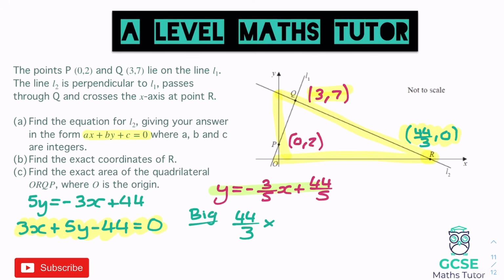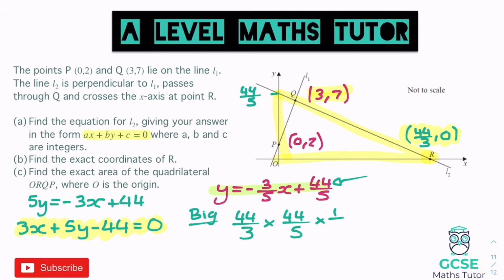We've already looked at the equation of the line L2, and in this form just here, we actually have the y-intercept just there, 44 over 5. So let's label that as 44 over 5. There we go. There's the height of the triangle. So we're going to times that by 44 over 5. And we need to halve that, or times it by a half.